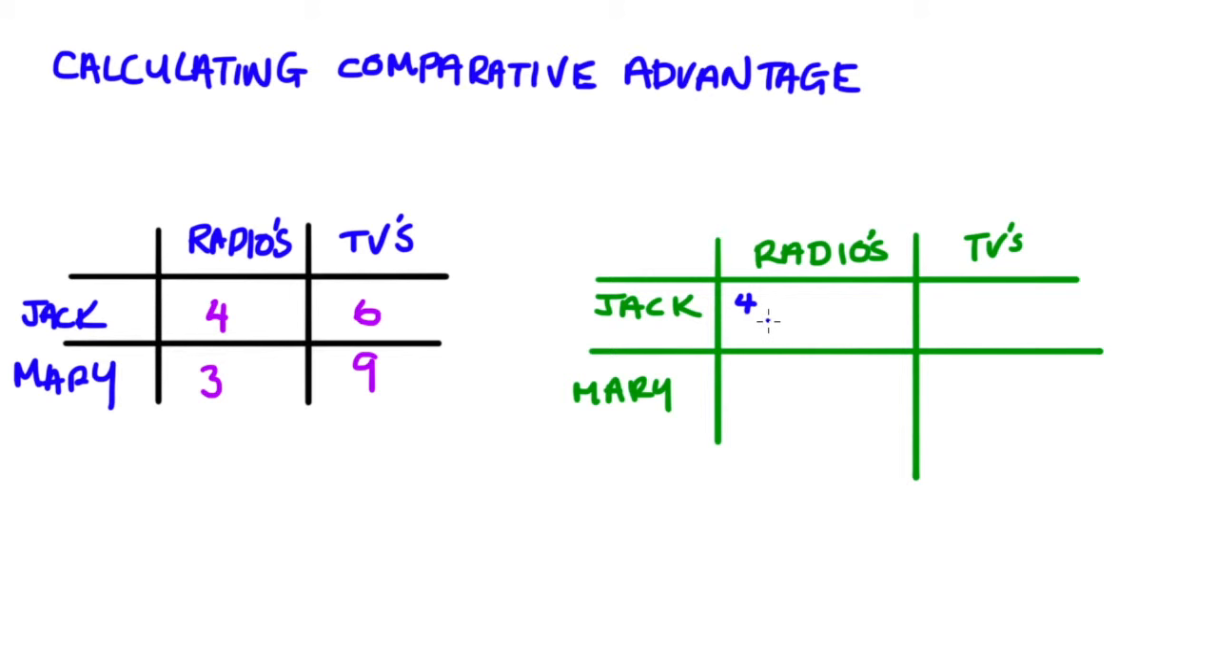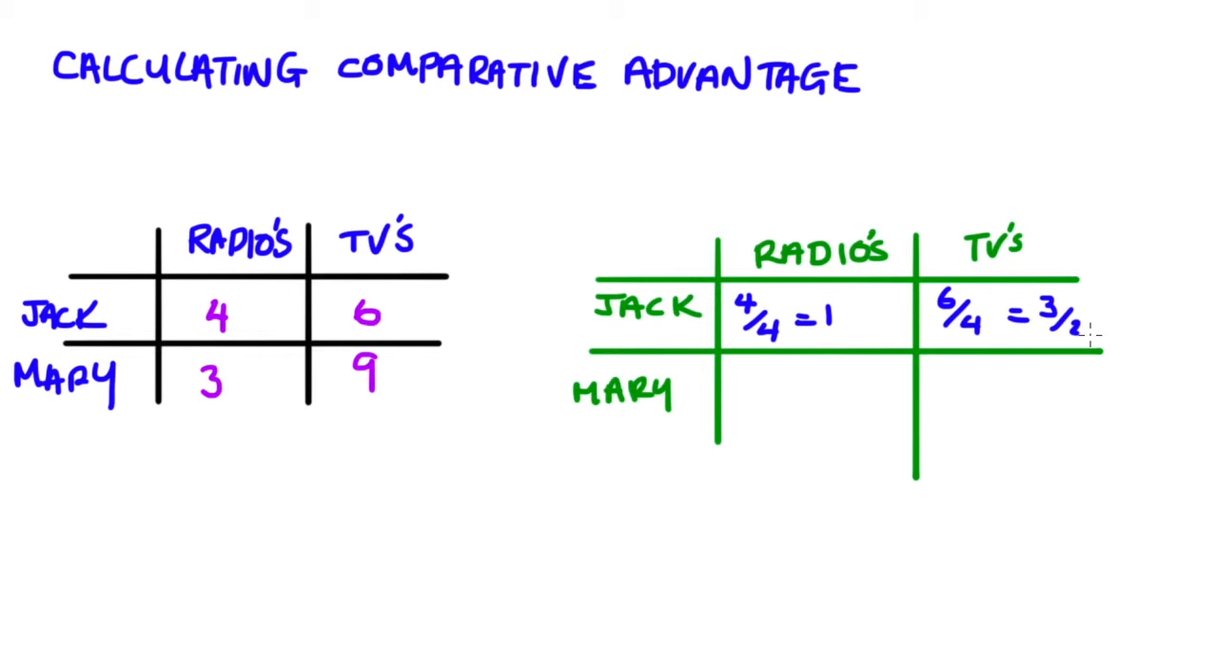So what do we need to do to 4 to make it into 1? Well, we divide by 4, we divide it by itself. But to keep the ratio, we have to divide the number of TVs by 4 as well. So we get 6 over 4, which is equal to 3 over 2, which is 1.5. So if Jack makes 1 radio, he gives up 1.5 TVs. We can do the same thing for Mary. So if Mary makes 3 radios, she gives up 9 TVs.